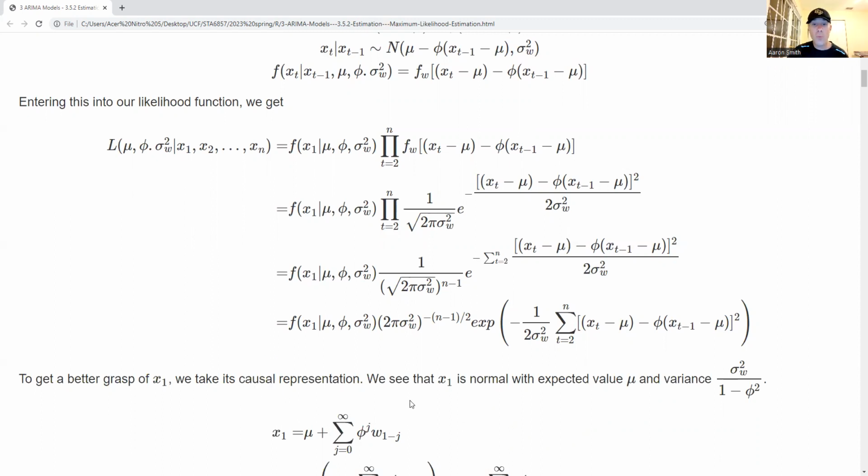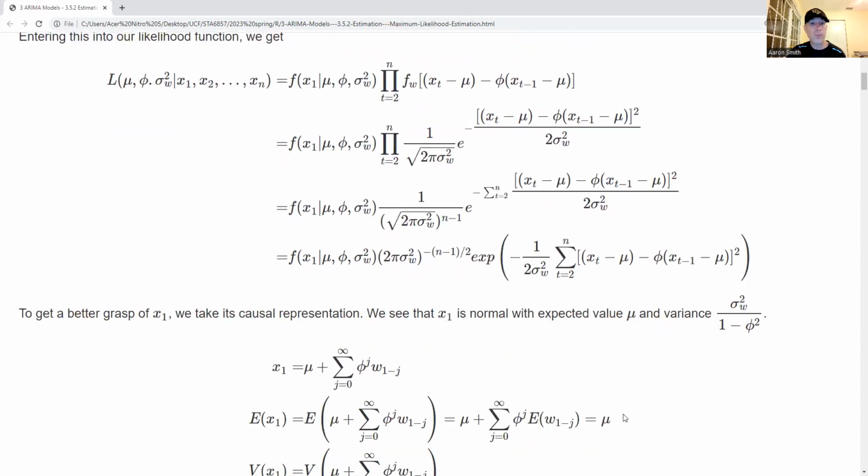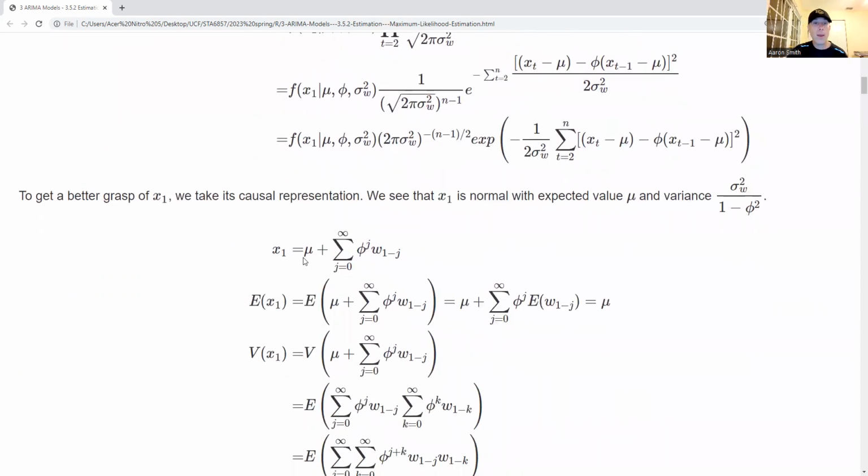All right, so now also remember that x of 1 is normally distributed, here's our expected value, and because it's AR1, here is the variance. All right, and so now I'm using that causal relationship to get the series connection between my white noise terms and x of 1. Okay, so once I have this representation, I can go through and take the expected value of both sides, and we can see that the expected value is equal to mu, just like I said a moment ago.